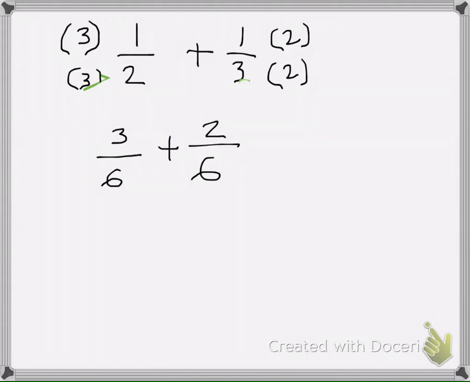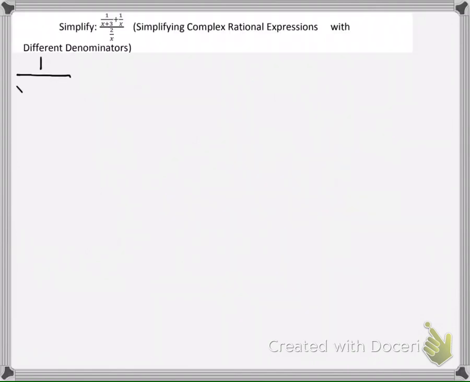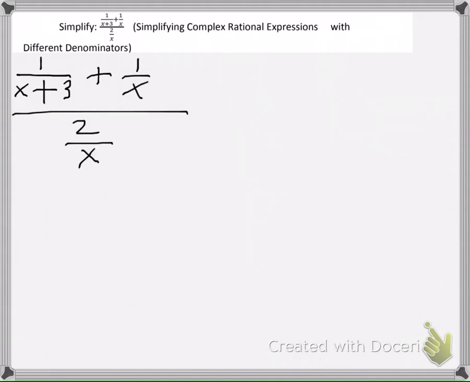Now that they have the same denominator, I can add them together. So 3 plus 2 over 6 is the same thing as 5 over 6, which is the answer to 1/2 plus 1/3. So now I'm going to try to apply that same logic here.